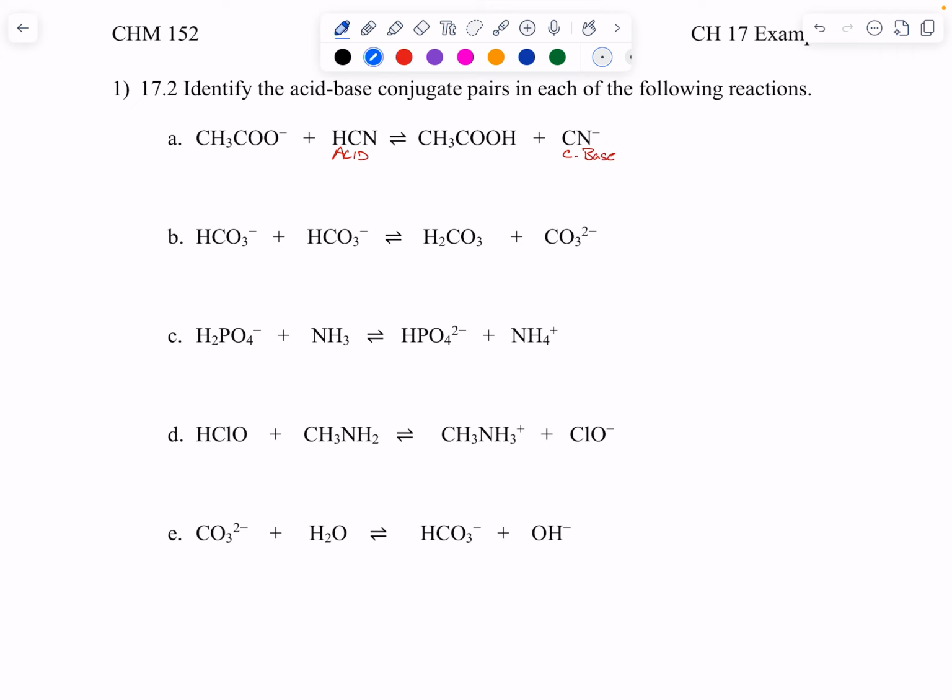That means carboxylate is our base. And acetic acid is our conjugate acid. So those are our pairs.